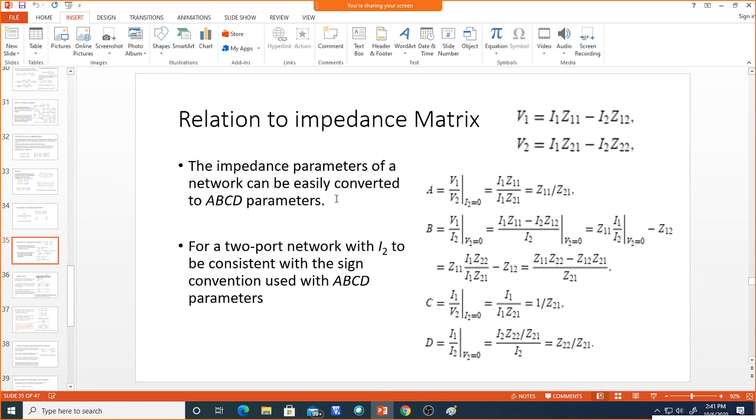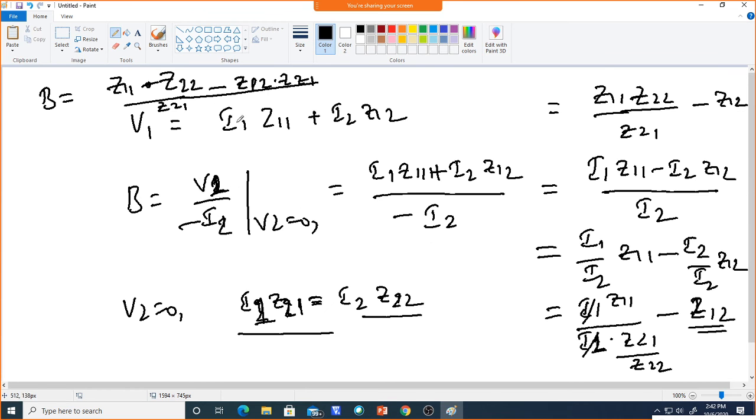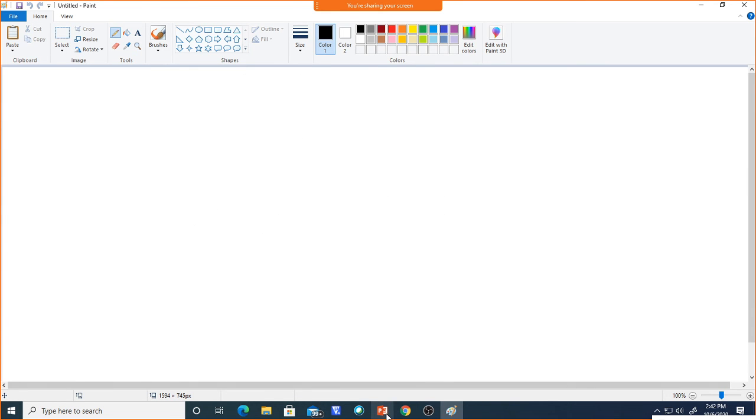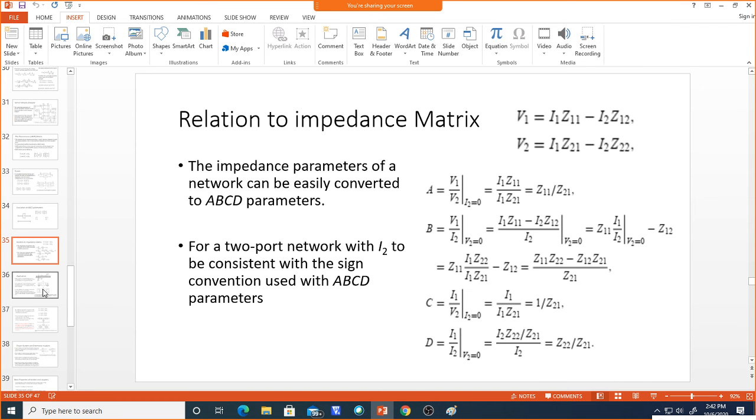So this is the relation between the impedance matrix and the ABCD matrix. That's how we get it: just put whatever condition we have, and we get the equation. So this is the ABCD matrix in terms of the Z matrix.